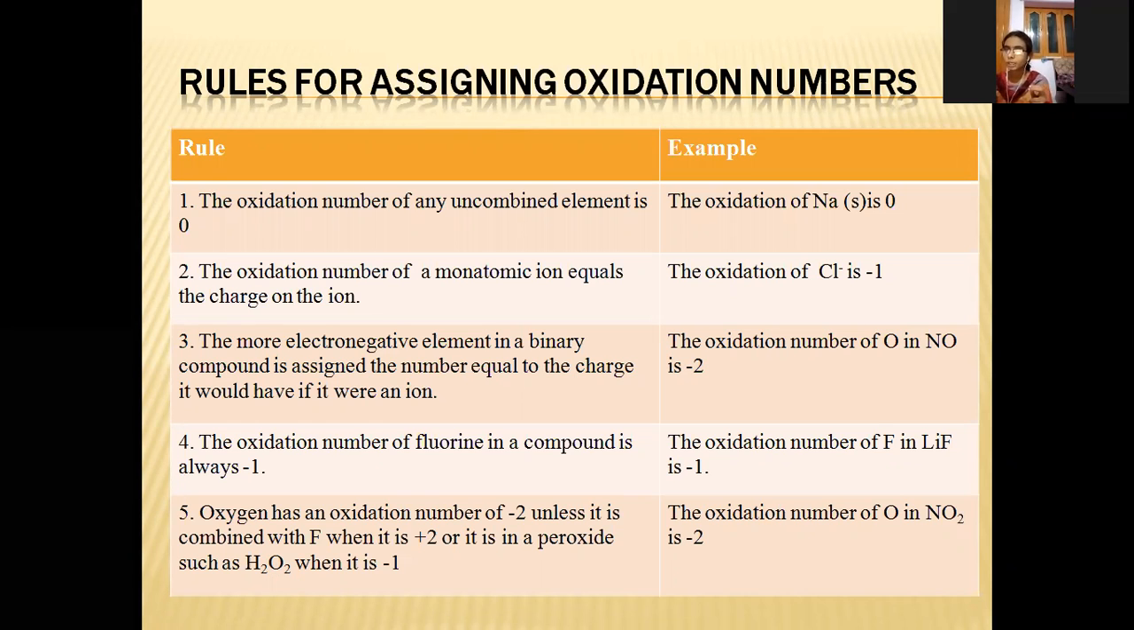It is plus 2 when combined with fluorine, or minus 1 when it is in the peroxide form, such as hydrogen peroxide. The oxidation number of the oxygen in nitrogen oxide is minus 2.